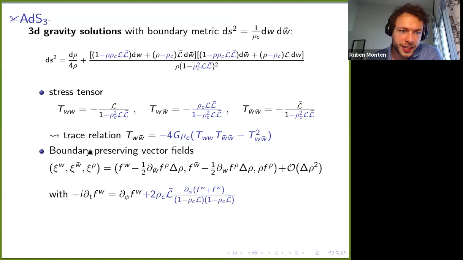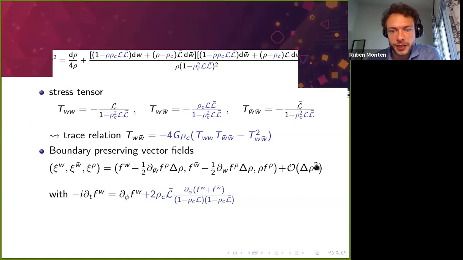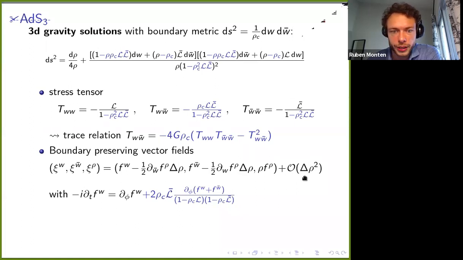And here comes the tricky part. The next step in our program is to classify which are the boundary preserving diffeomorphisms, or the boundary preserving vector fields. We can again write them, well, I've labeled them with epsilon and epsilon bar before. I've changed notation here just a little bit, F(w) and F̄(w̄), which are the degrees of freedom. And there will be some expansion around the slice rho equals rho_c, for which delta rho here is zero. But the tricky part is that these functions now are no longer just functions of w and w̄. Instead, they satisfy this modified differential equation on the boundary.